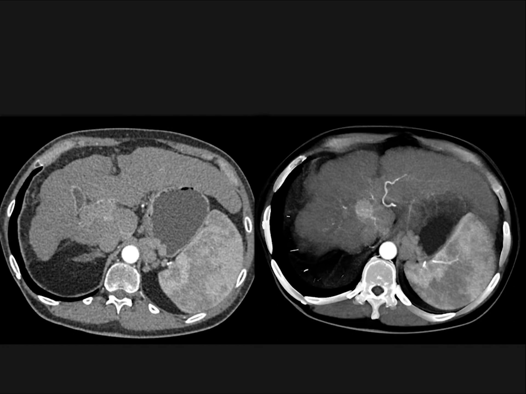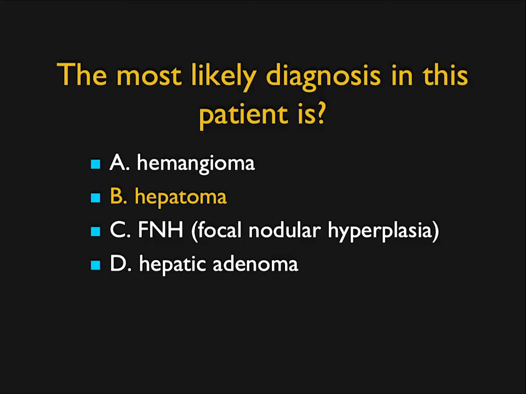You have a cirrhotic liver. Remember, we never call hemangiomas in cirrhotic livers. Plus, this doesn't look like a hemangioma. There's no peripheral puddling. FNH, the neovascularity to the lesion is not FNH. And the hepatic adenoma, if this was a hepatic adenoma, it would have been a hepatic adenoma that became a hepatoma. Cirrhotic liver, you're always thinking about hepatoma, and in fact, this was a small hepatoma with vascular invasion.